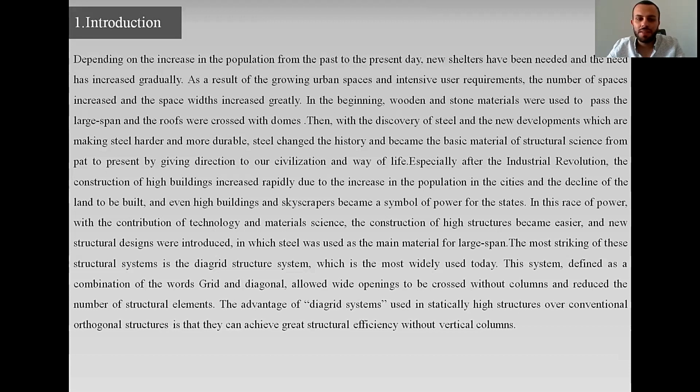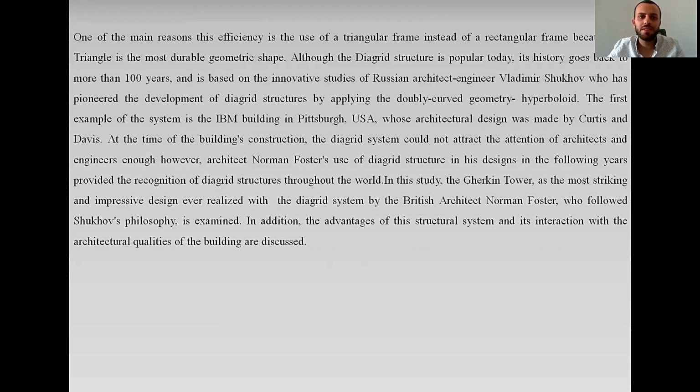This system defines a combination of the grid and diagonal, which allows wide openings to be crossed without columns and reduces the number of structural elements. The advantage of the diagrid system used in statically high structures or in combination with orthogonal structures is that they can achieve great structural efficiency without vertical columns. One of the main reasons for the efficiency is the use of a triangular frame instead of a rectangular frame, because the triangle is the most durable geometric shape.